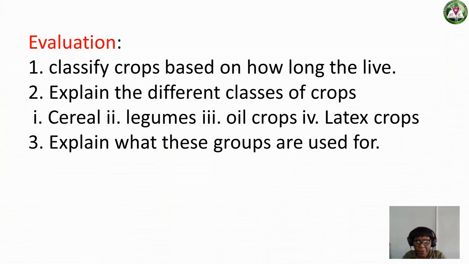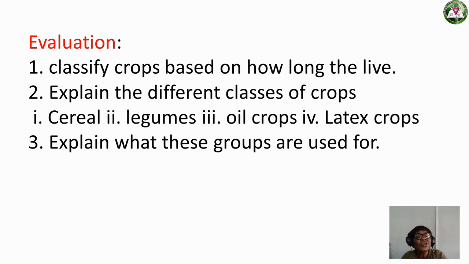So, students, we have discussed classification of crops. First, we talked about classification based on life cycle, how long they live before they die. Another one, classification based on uses, the part of the plant that we use and what we use them for. And then classification based on the structure and arrangement of the leaves. So I hope you can now classify any crop you see, based on the uses, on the arrangement, or how long the crop can live before it dies.